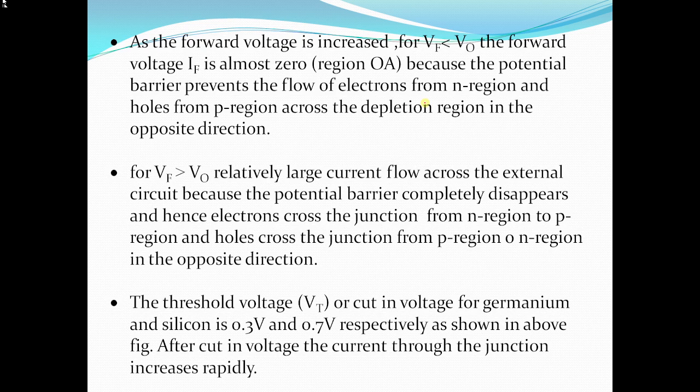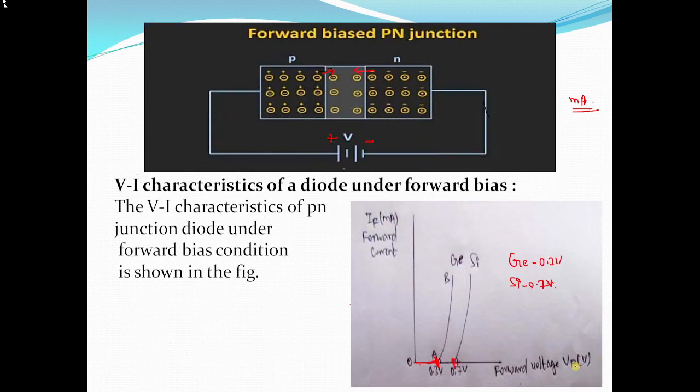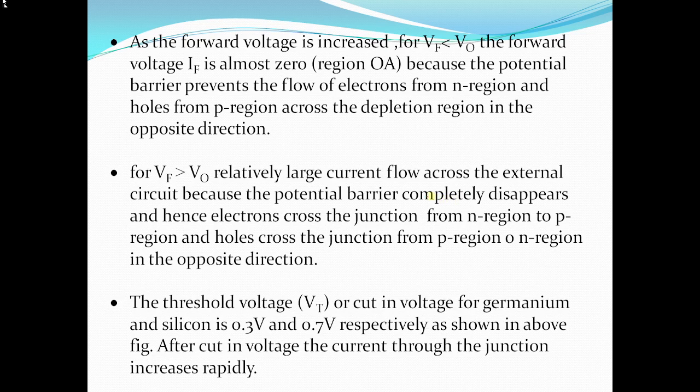For Vf greater than V0, this is the threshold voltage. If it is greater than V0, what happens? The potential barrier disappears, and electrons are free to move from N region to P region and holes are free to move from P region to N region. So current increases. After 0.3 volts and 0.7 volts, after the cutoff or threshold voltage, the current increases rapidly. So this is about forward bias.